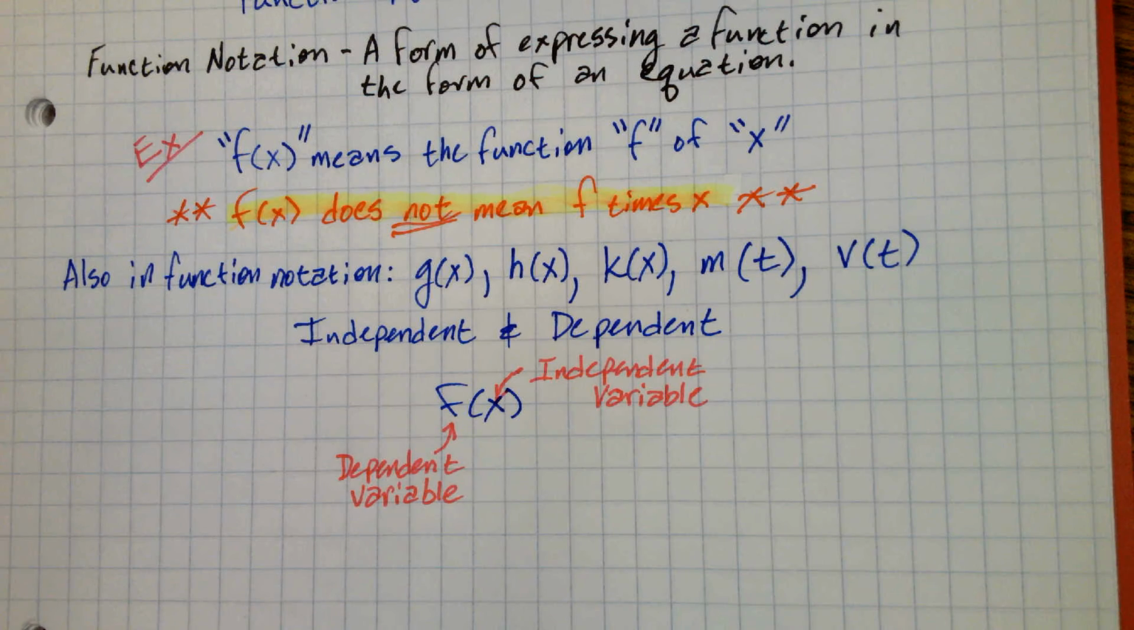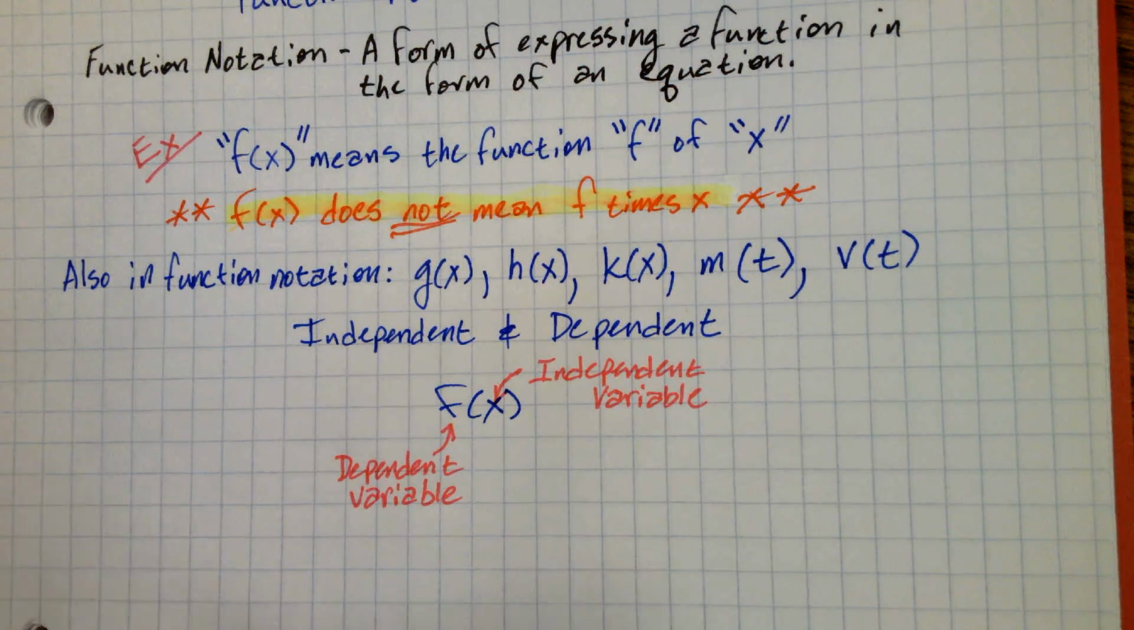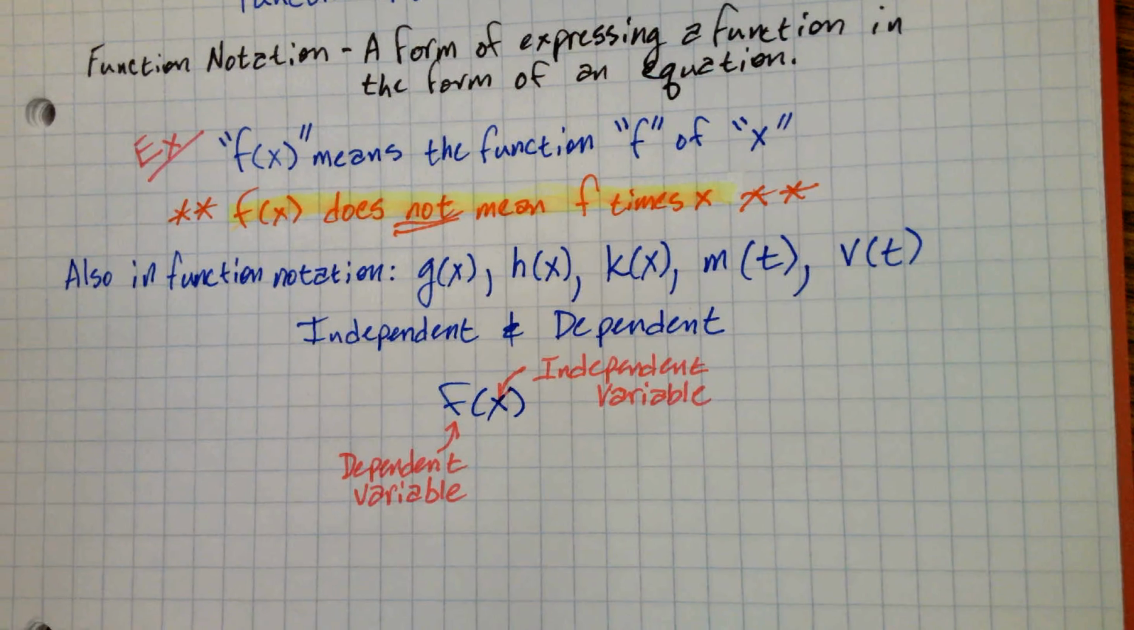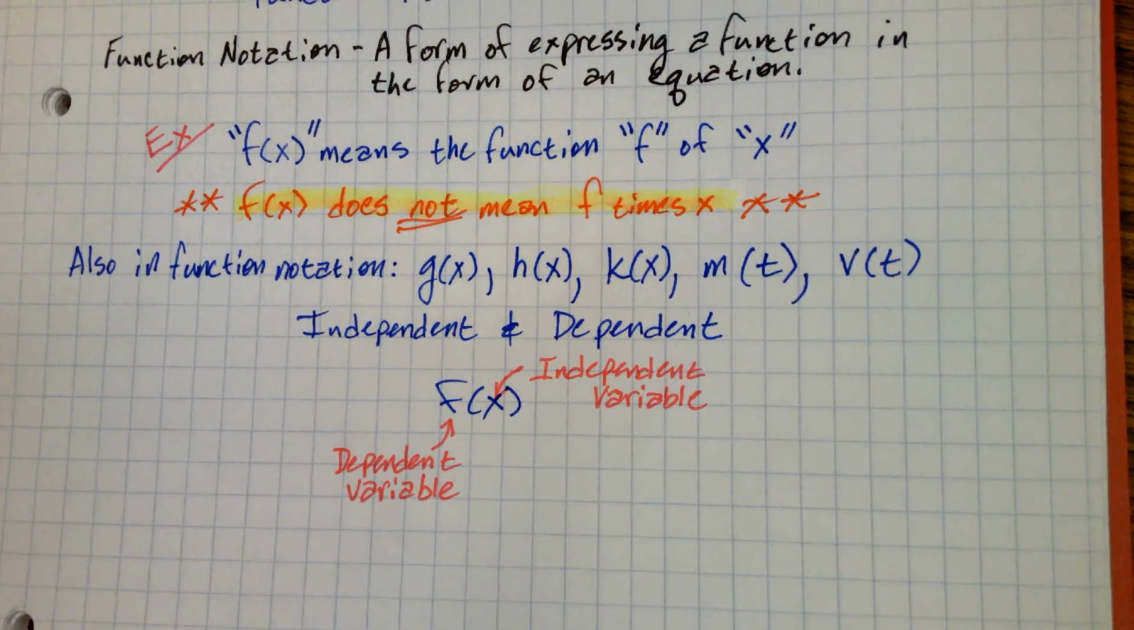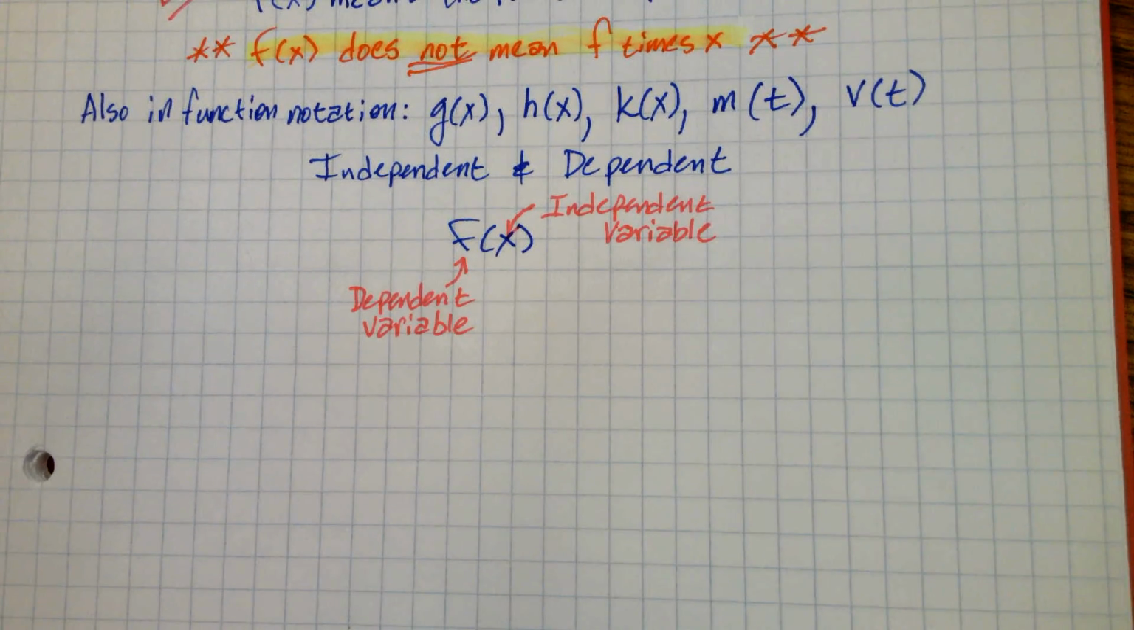So that's one of the reasons we like this: it completely makes it clear what's our independent and our dependent variables. Okay, so let's go ahead and write down a complete rule with this function. We're going to write something in function notation now, and we're going to work with it. Do a little math.